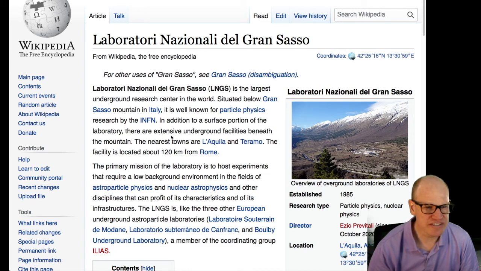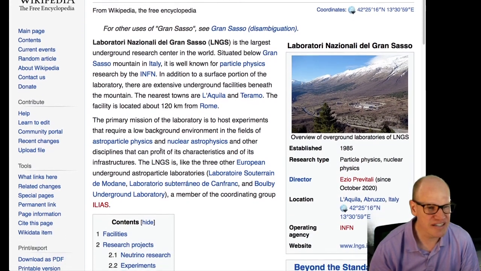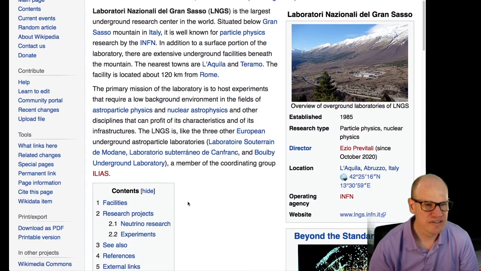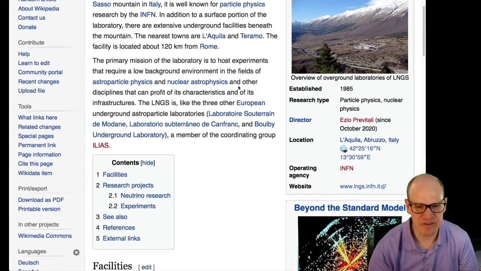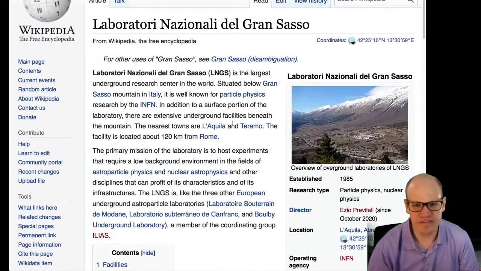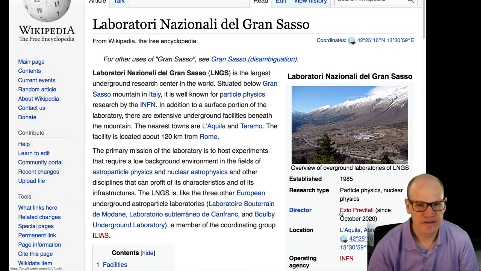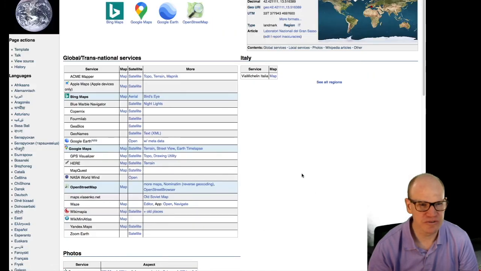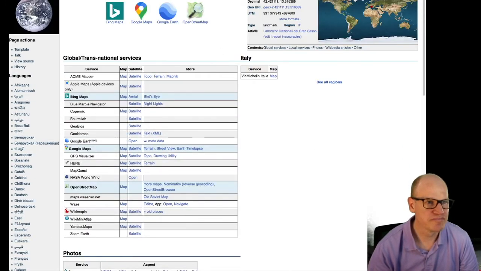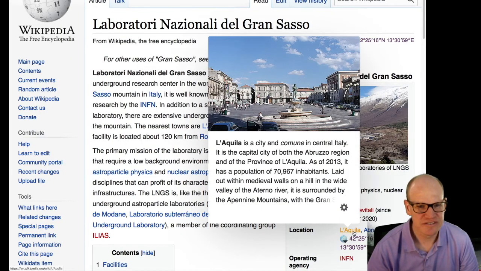Okay, so Gran Sasso, anyways, I think it's in the Apennines, the mountain range that runs right through the center of Italy. It's 120 kilometers from Rome, so it can't be all that far. Can we look it up here? We want to see where this thing is located. Oh, that's no help. Anyways, you'll just have to trust me, I guess.